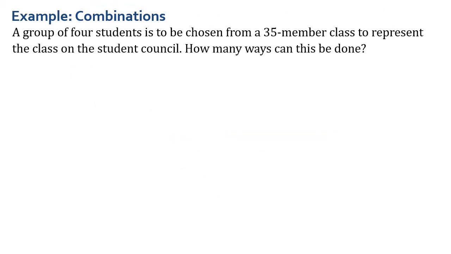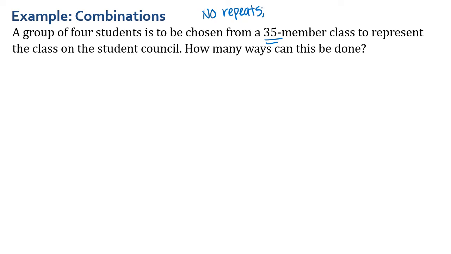And last, a group of 4 students is to be chosen from a 35-member class to represent the class on the student council. How many ways can this be done? So let's first figure out if this is a permutation or a combination or neither. So let's see, we're choosing 4 out of 35 people. Are we repeating people? No, there's no repetition. That tells us we're dealing with a permutation or a combination.